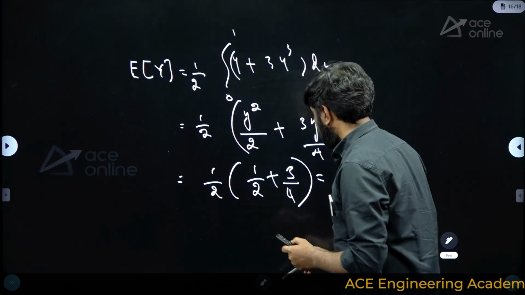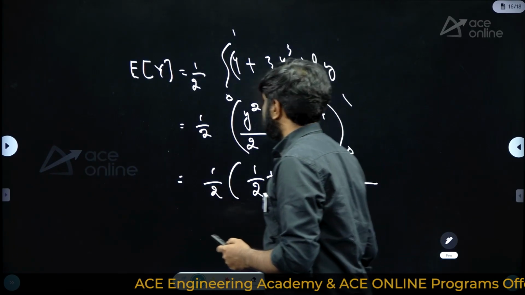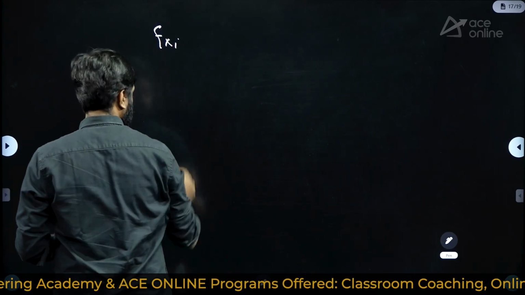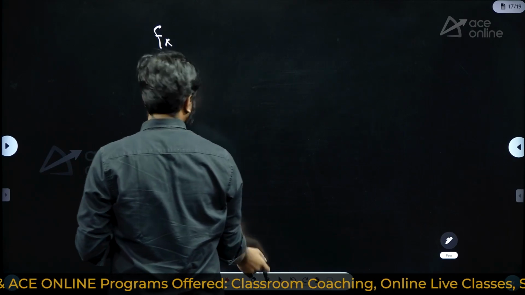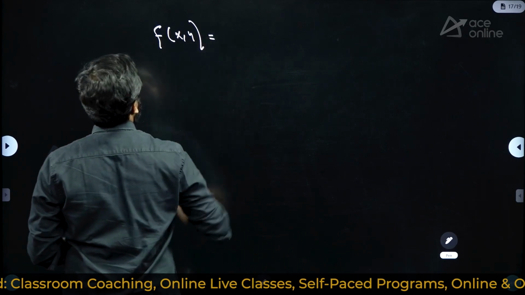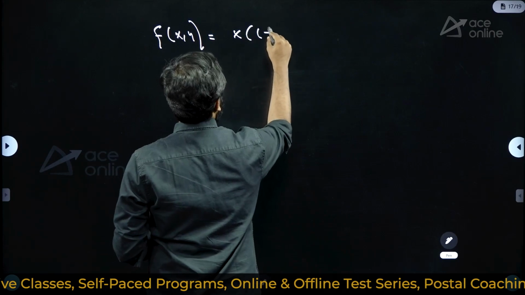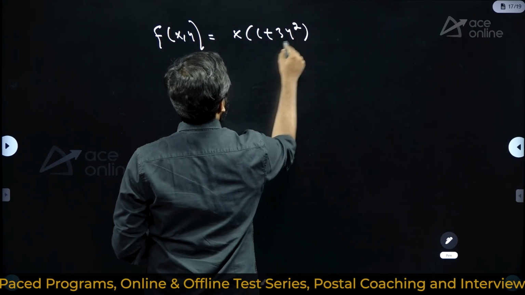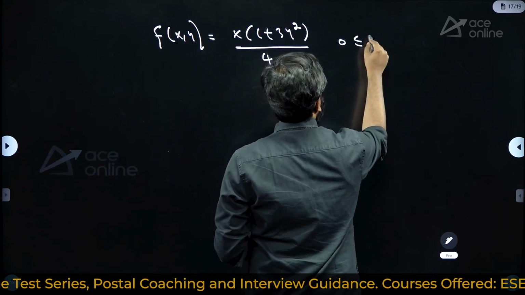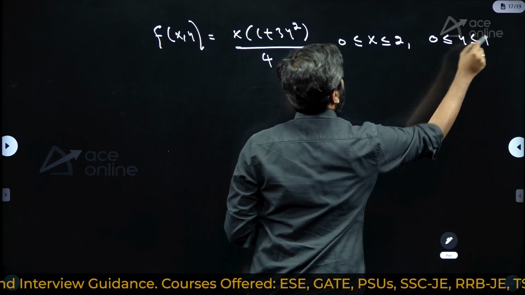I can even solve that. So I'll show you how to solve that. So let's check this. Students, what is the joint PDF? The joint PDF was given as x into (1 plus 3y square) whole divided by 4. So x is from 0 to 2 and y was from 0 to 1.